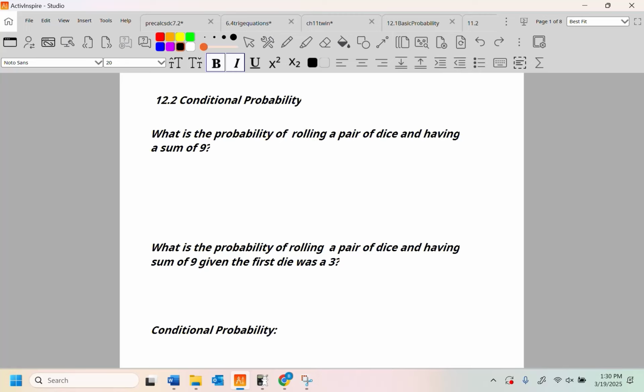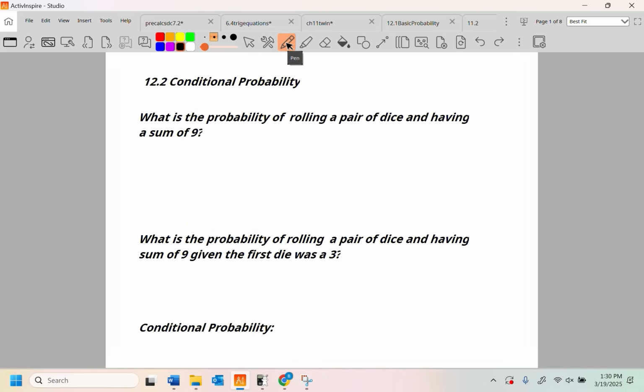All right, this is 12-2 conditional probability. And I got this problem up here to make you kind of realize what's going on. The first question is something from 12-1. What is the probability of rolling a pair of dice and having a sum of 9?